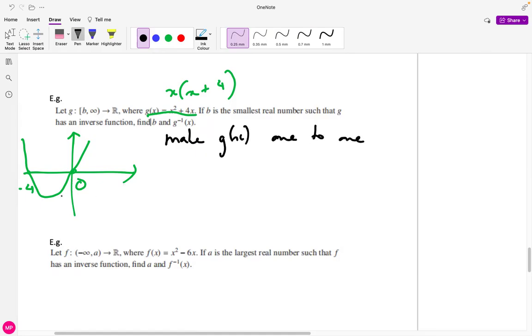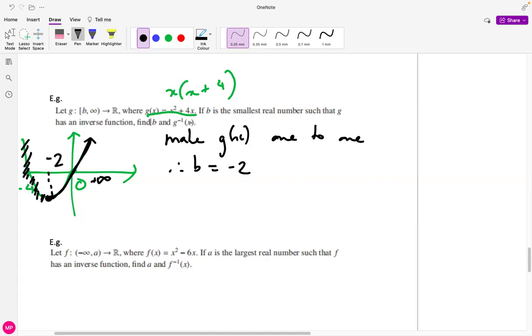And to make it one-to-one, we cut from the turning point. And they want b to infinity, so infinity on this side. That's infinity. So we only want this first half of the parabola. So we don't want this. So this will be the middle between 0 and -4, so -2. So we know that b is -2.